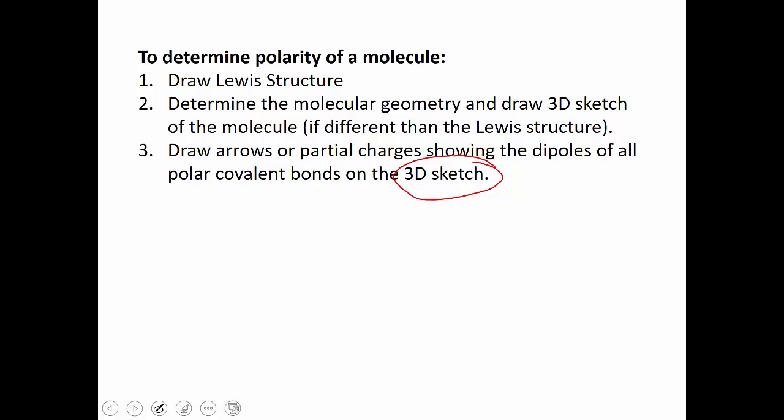So once you've drawn your arrows or partial charges, and honestly you can do either, I'm going to show you how each of them will lead you to the correct conclusion. I just want you to use the one that's most comfortable for you.